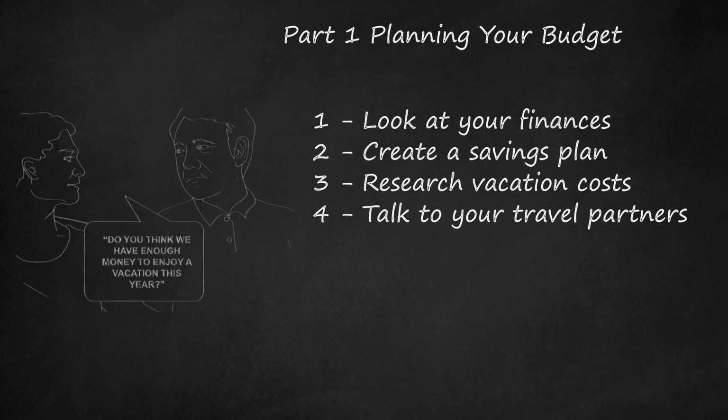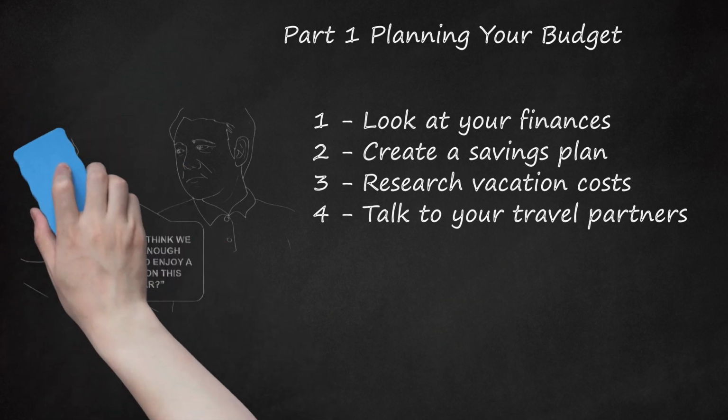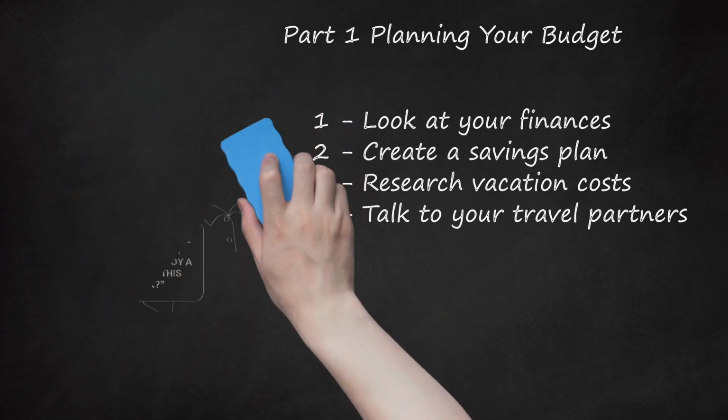You might ask your travel partners, "What do you think about taking a vacation this year?" If it is a partner, you might ask, "Do you think we have enough money to enjoy a vacation this year?" If you are talking to a family member, you might ask, "Have you thought about summer vacation plans?" If you are thinking about going somewhere with a friend, you might say, "I have been dreaming of a winter sun vacation, do you want to join me?"